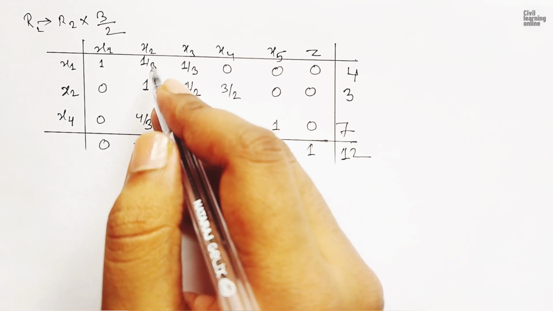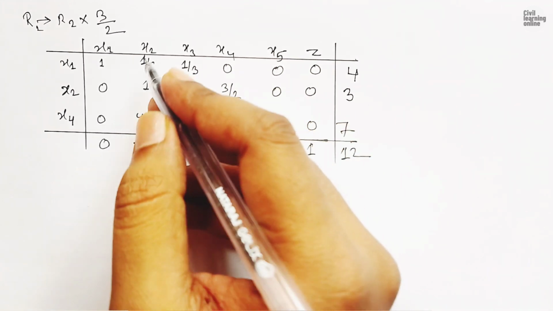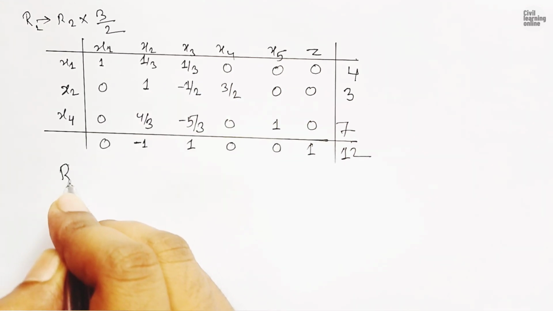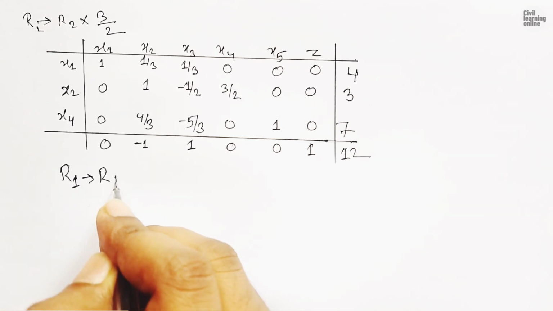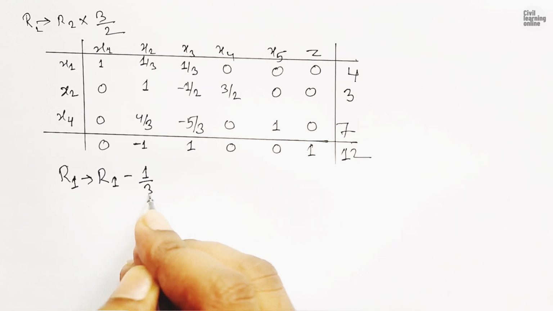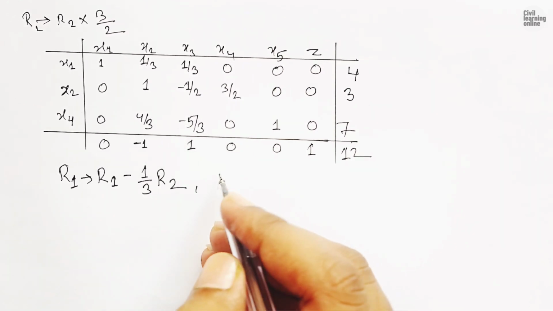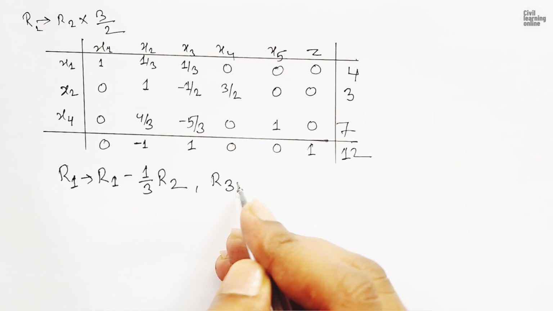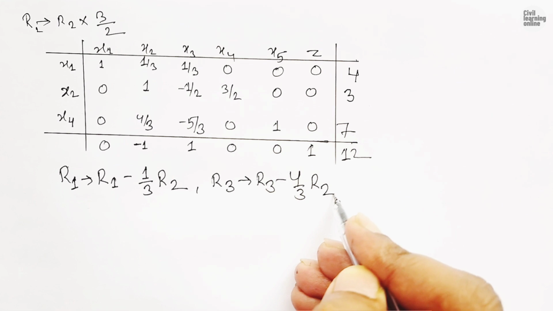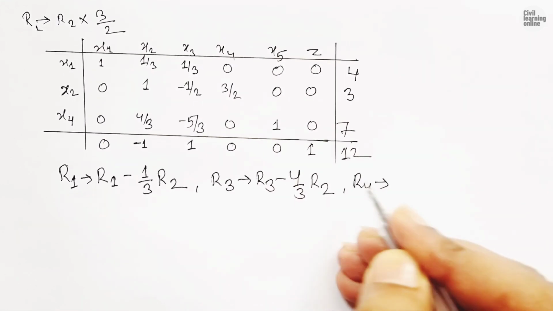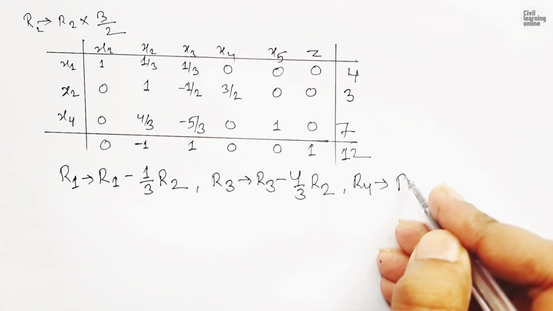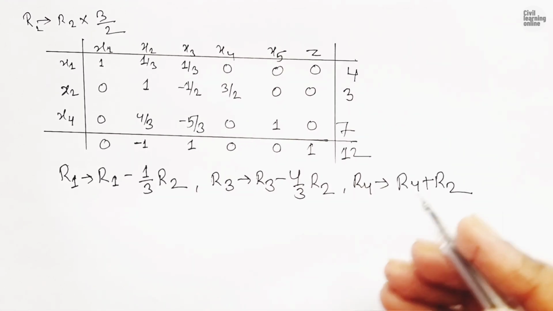Now our main aim is to convert the elements other than the pivotal element to 0. So we have to convert this to 0. So I am going to write an operation here for R1: R1 implies R1 minus 1 by 3 R2. Similarly for R3 it is going to be R3 implies R3 minus 4 by 3 R2. And for R4 it is going to be R4 implies R4 plus R2.